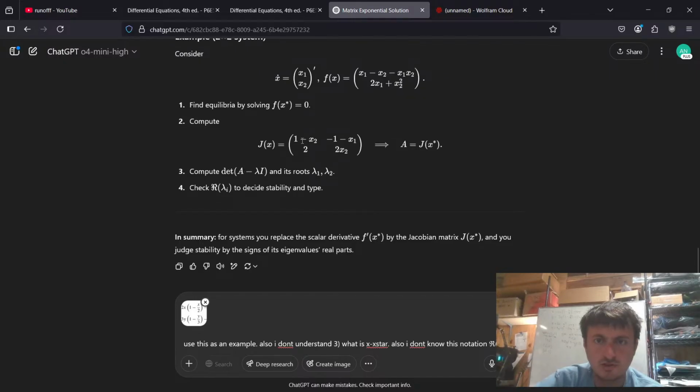This Jacobian is going to be 1 minus, yeah, because this goes to 0. And then this is going to be df1 over dx2, so minus 1 minus x1. Okay, so we know how to compute the Jacobian.